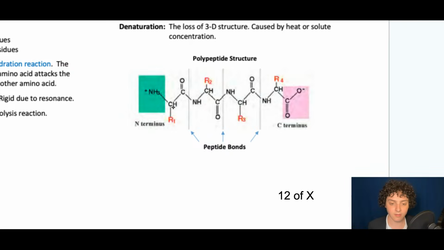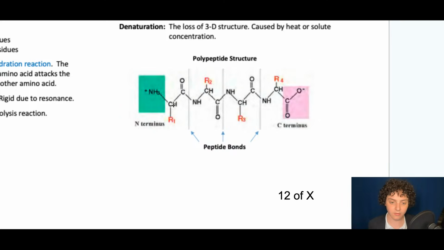So take a look at the left here. The N terminus is attached to an alpha carbon, which is attached to a carbonyl carbon, which is the organic chemistry name for a carbon atom which is double bound to an oxygen atom. And then another N for another amino acid, another alpha carbon, another R group, another carbonyl carbon, and then another N.